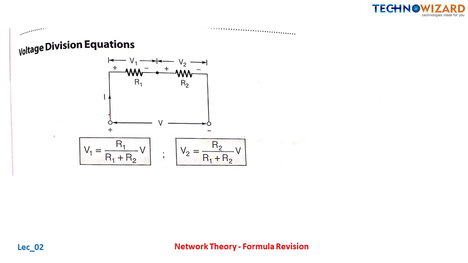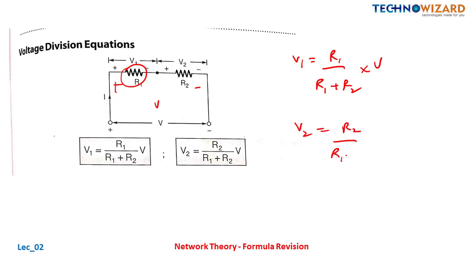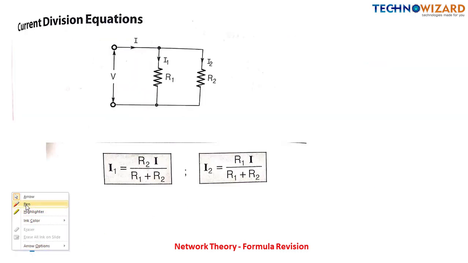Next one is how we can divide voltage across two resistances. Now total voltage across R1 and R2 is V. The voltage across R1 is V1, and the voltage across R2 is V2. To find V1, how can we calculate? That is R1 upon total resistance, that is R1 plus R2, into total voltage, like this. Similarly for V2, R2 upon R1 plus R2 into total voltage. This is how you can calculate voltages V1 and V2 for different resistances.